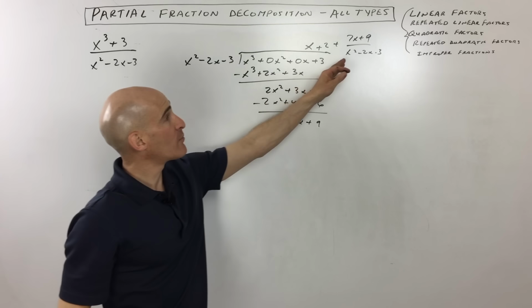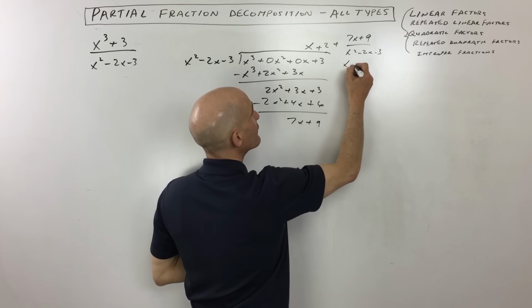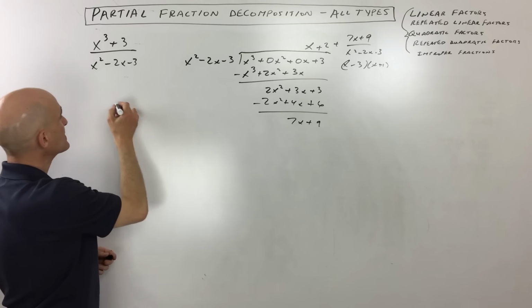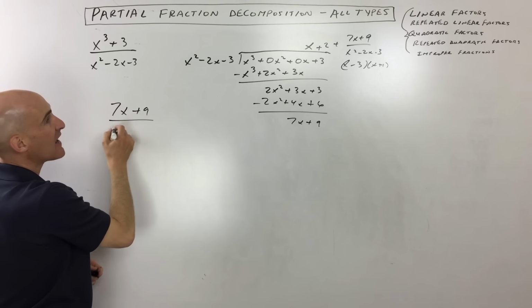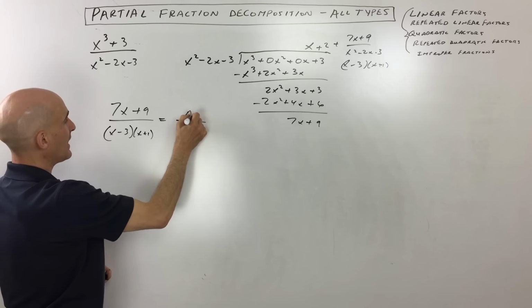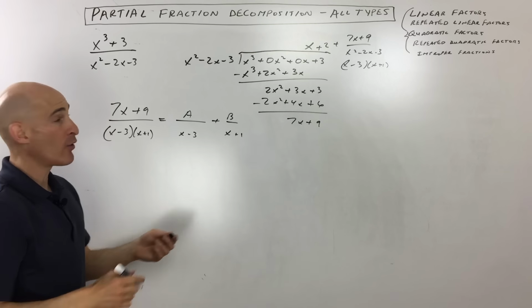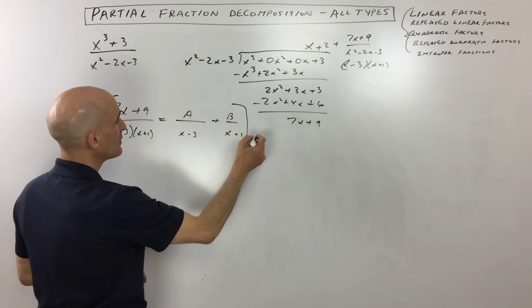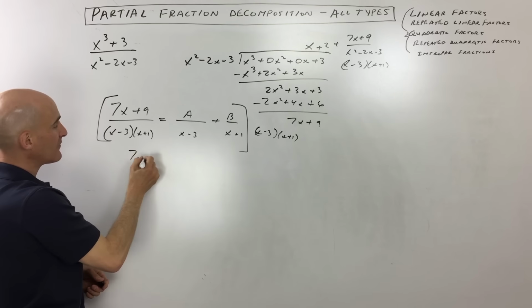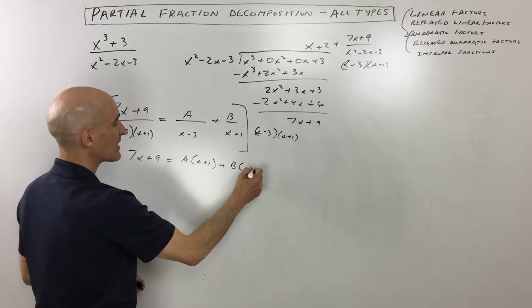Now, we want to do the partial fraction decomposition on this remainder portion. So I'm going to factor the denominator, x minus 3 and x plus 1, and break this up into its partial fractions. So 7x plus 9 over x minus 3, x plus 1 equals A over x minus 3 plus B over x plus 1. Now all we have to do is multiply through by the common denominator, x minus 3, x plus 1. If we distribute that to each term, we get 7x plus 9 equals A times x plus 1 plus B times x minus 3.